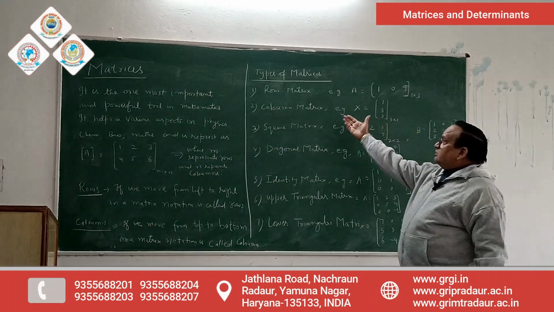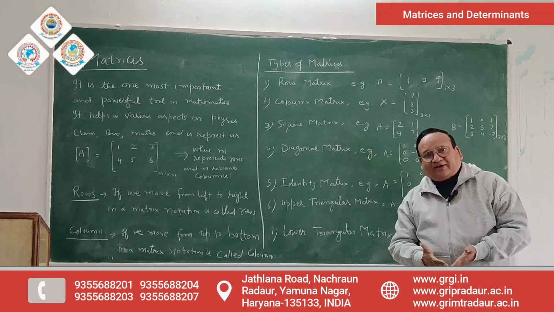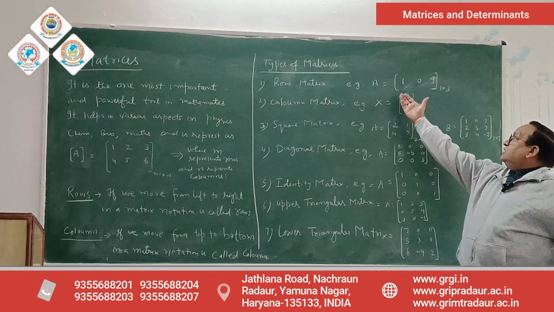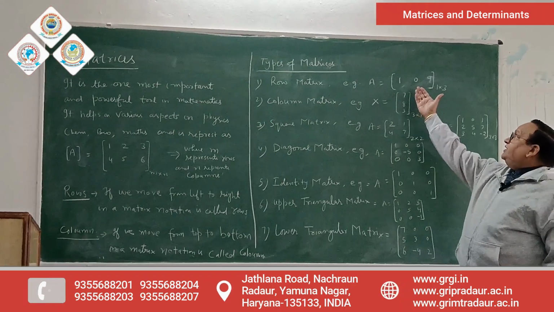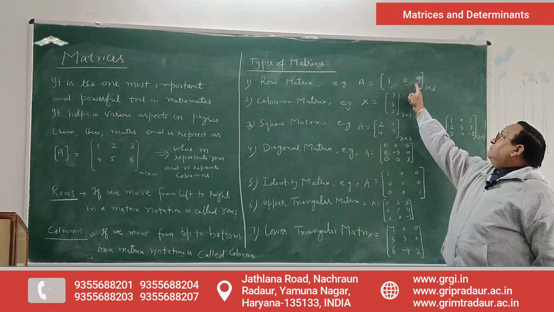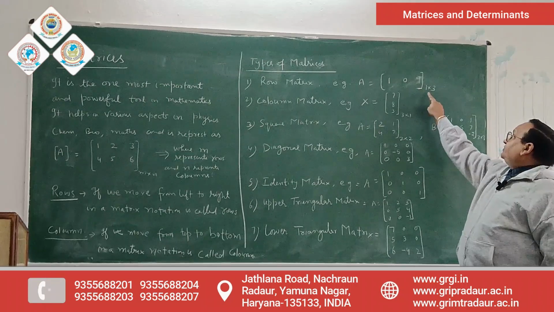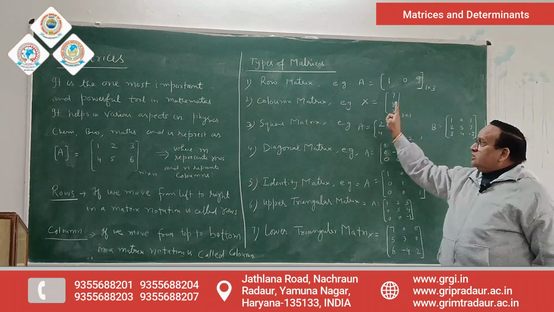There are many types of matrices, but we will discuss some important ones. First is the row matrix. A row matrix is one in which the elements are arranged in a single row, for example 1, 0, 7. It has 1 row and 3 columns, so the order of this matrix is 1 by 3.